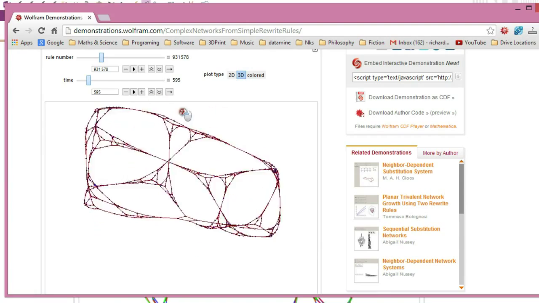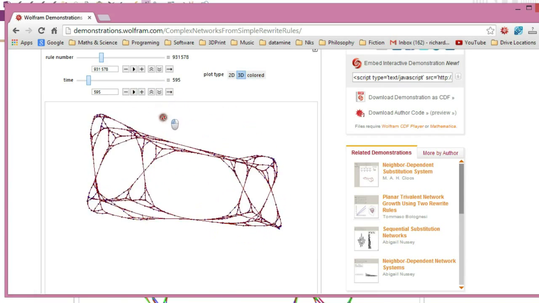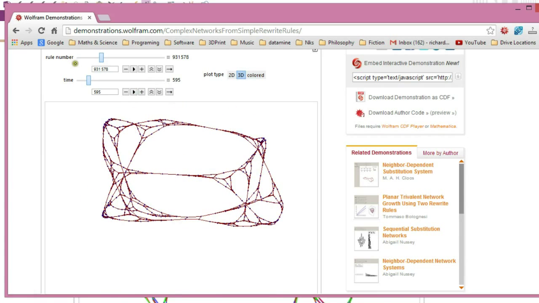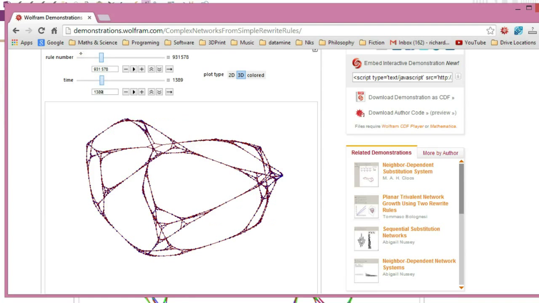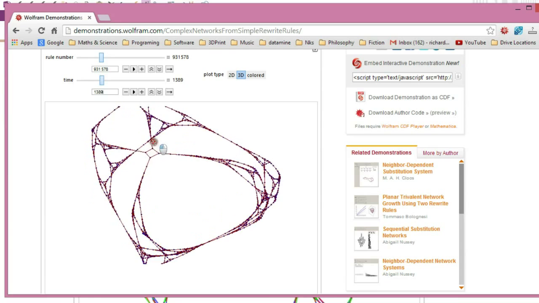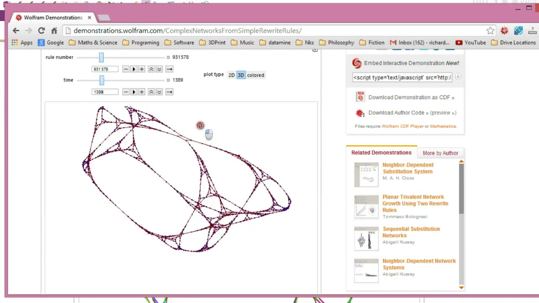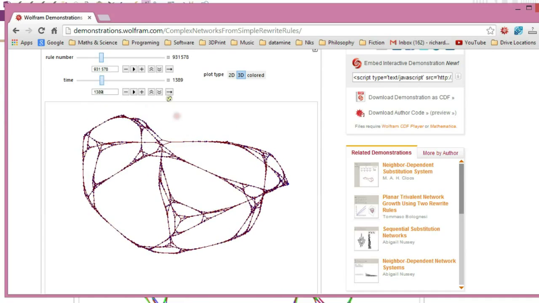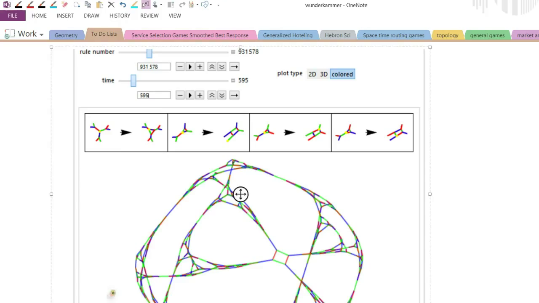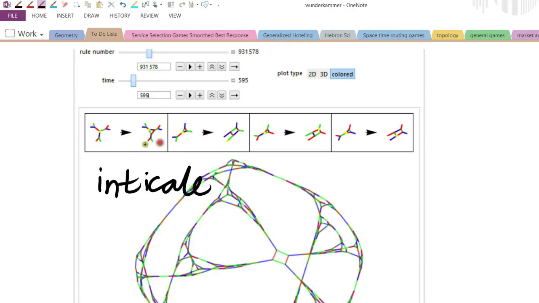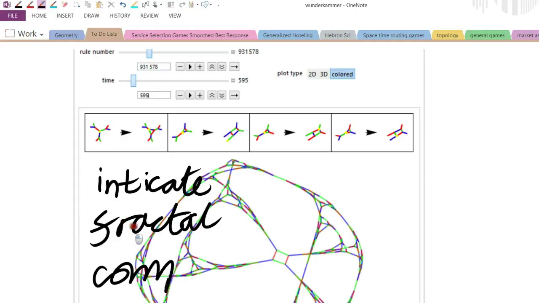Well, yes, to be honest, it seems to be of a very similar ilk to one of the systems we've already encountered. This is on about time step 600. Let's have a look at the system run for a bit longer. Okay, so again, I'd say this is intricate, maybe fractal. I don't think it's too complex though, really.